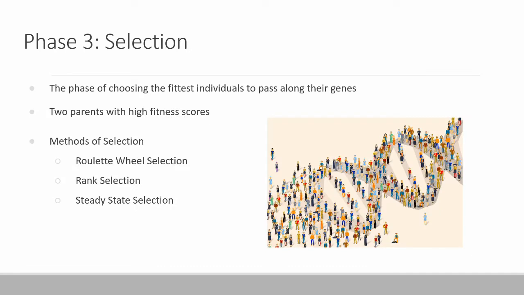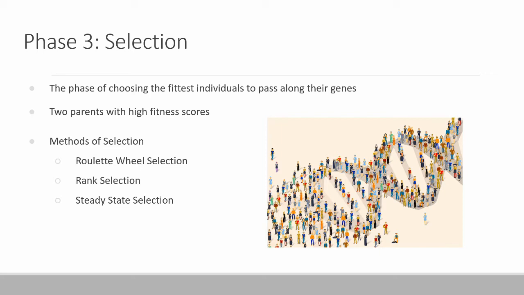The selection phase of a genetic algorithm involves the choosing of the fittest individuals based on the fitness function and how high their fitness levels are, to pass along their genes to future generations. When it comes to genetic algorithms, there are many methods available for this selection. There are many approaches like the roulette wheel approach that are completely dependent on fitness levels from the fitness function that we saw in the previous phase.